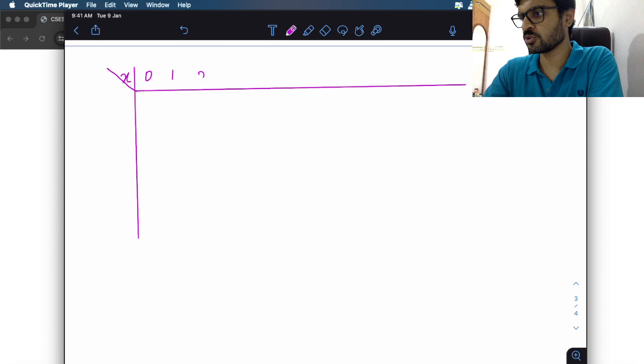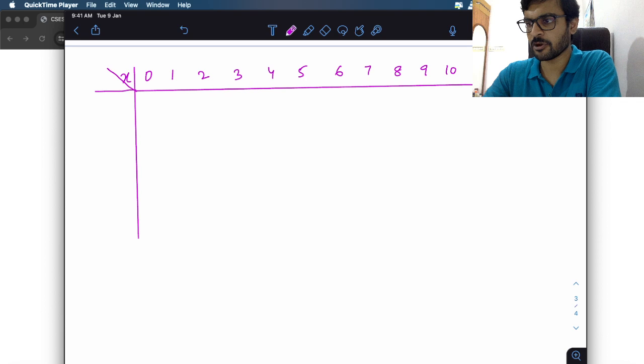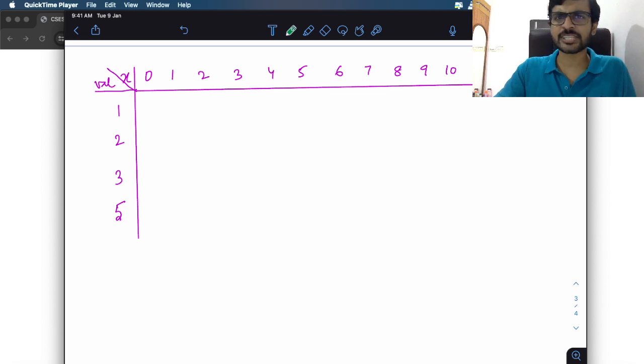0, 1, 2, 3, 4, 5, 6, 7, 8, 9, 10, 11, let's say. And for different values I'll be forming, the values, let's say, are 1, 2, and then maybe 3 and 5. So first I'll say that just take 1. That is the idea, that first use only 1.